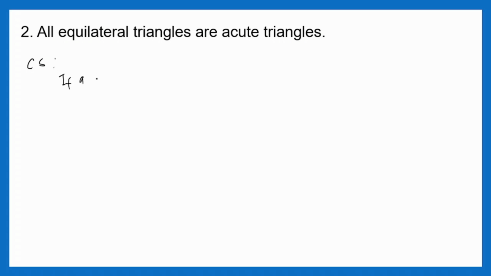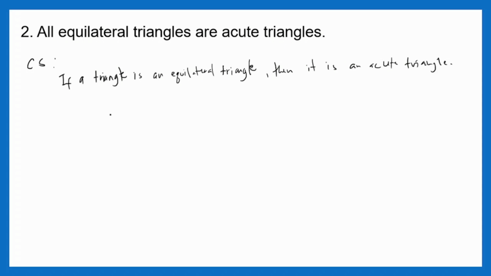If a triangle is an equilateral triangle, then it is an acute triangle. Alright? So again, ito ang ating conditional statement. If a triangle is an equilateral triangle, then it is an acute triangle. Okay? So, may nadagdag tayo dito, yung triangle.